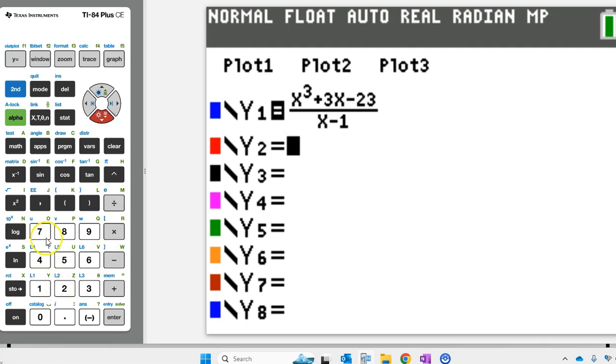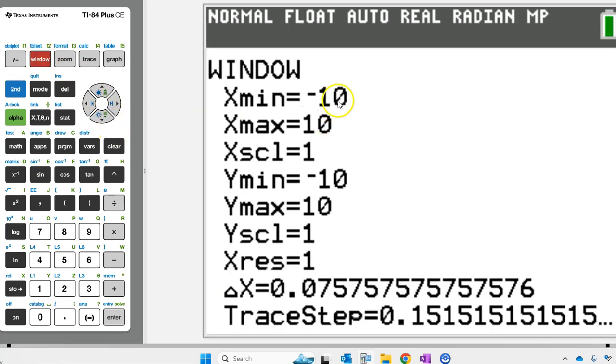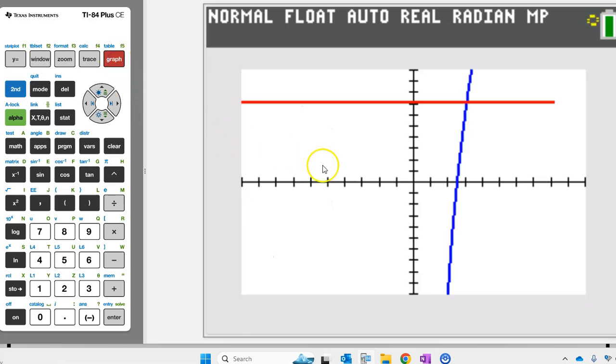Let's just type in 7.2 as y2, and let's go ahead and hit graph. If you reset your calculator at the beginning, it automatically set your window to negative 10 to positive 10. So hit graph, and it should look like this. We can see the intersection point right here.